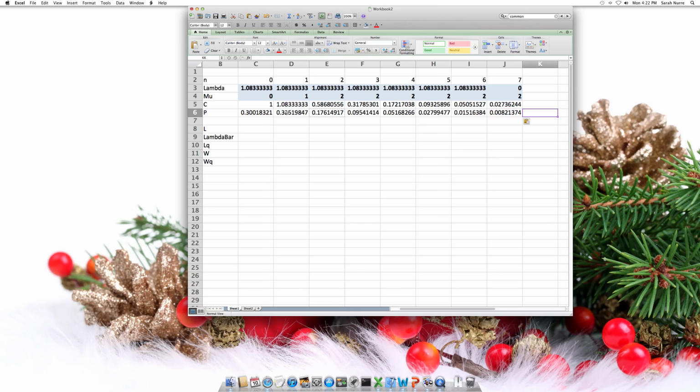One gut check: you know that all of your P values should sum to 1. So if you're going to check this, let's hope it works, the sum of this should equal 1, which it does.